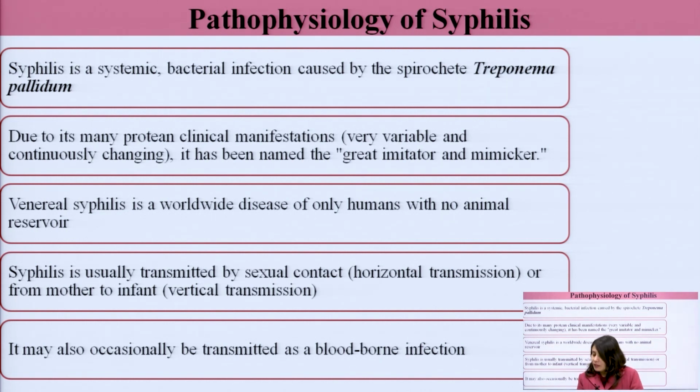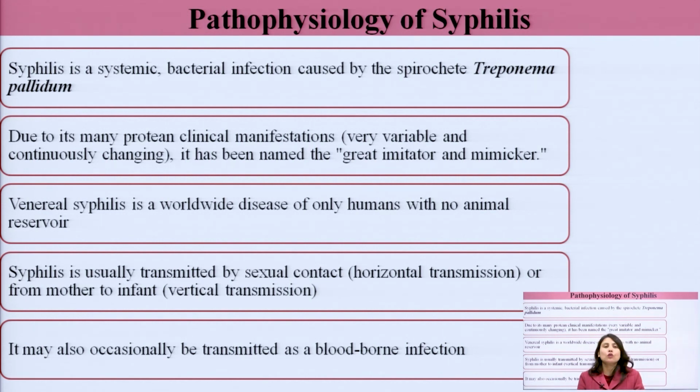Venereal syphilis is a worldwide disease of only humans with no animal reservoir. So in this case also, the mode of transmission is from human beings to human beings. There is no animal vector in between, no animal carrier. Syphilis is usually transmitted by sexual contact or from mother to infant. These are the two major modes of transmission of syphilis.